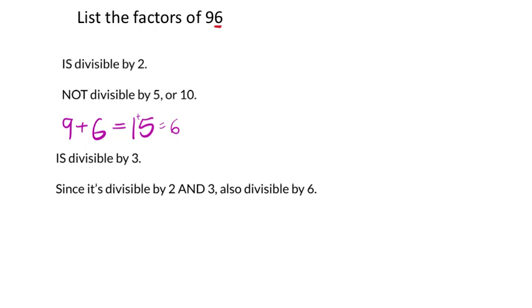Okay, so what are the other factors? So list the factors of 96. All right, fair enough. We have 2, 3, and 6 so far. We can list these in pairs, though. So what I'm saying is let's take the 96 and divide it. Let's divide it by 2 first and see what its other pair is.